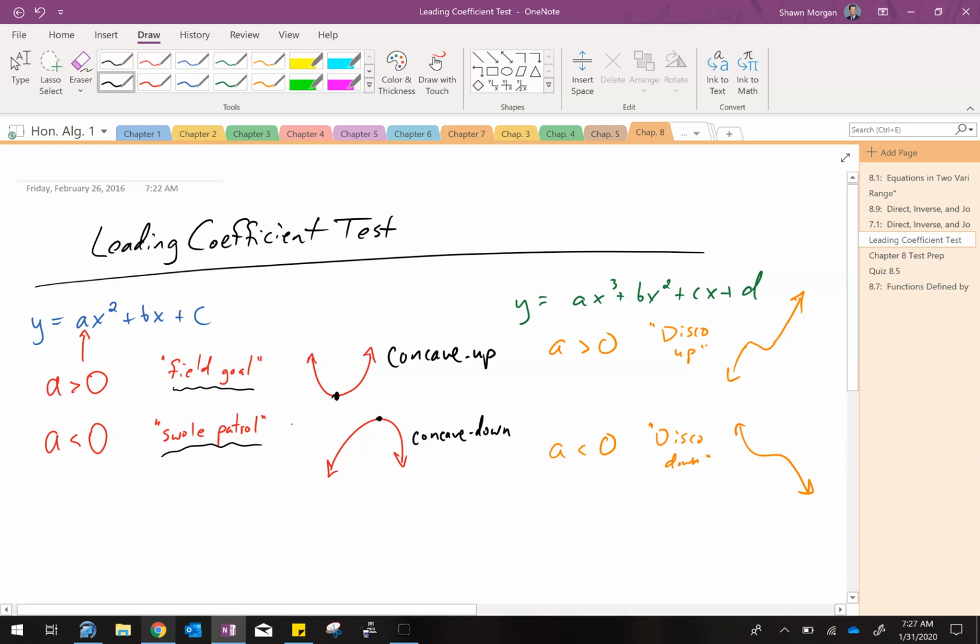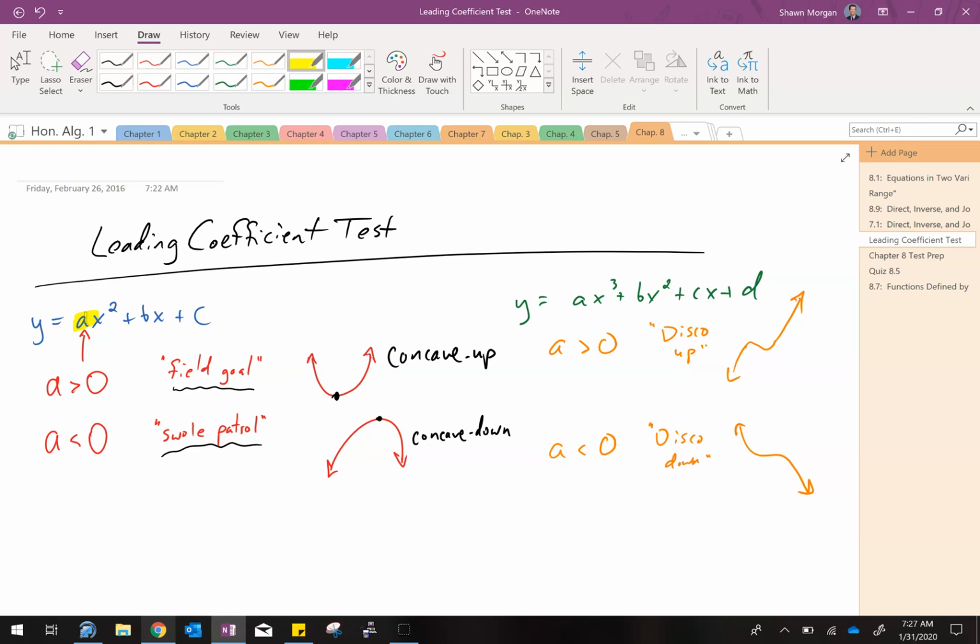See, smile, that's positive. So that means that the leading coefficient, in other words, the coefficient in front of the quadratic term right here in this context, is positive. So if, like I gave the example earlier, I said y equals 5x squared, that parabola is going to be concave up, okay, because its leading coefficient is positive.